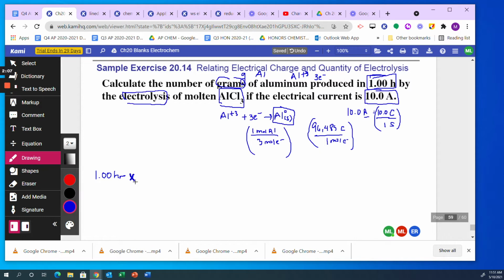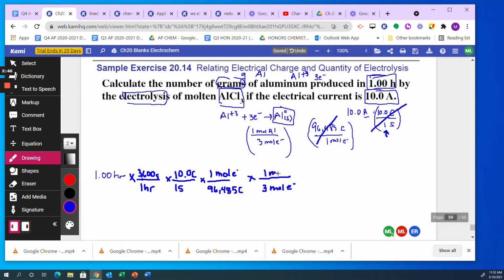Okay, so I'm going to go ahead. 1 hour is 3,600 seconds. Now I'm going to use this one right here. 1 second is 10.0 coulombs. Then I use this already. Then I'm going to use this one. 96,485 coulombs is what I'll get if I have a mole of electrons. I used this one already. Then 3 moles of electrons is what I'll need for every 1 mole of aluminum.